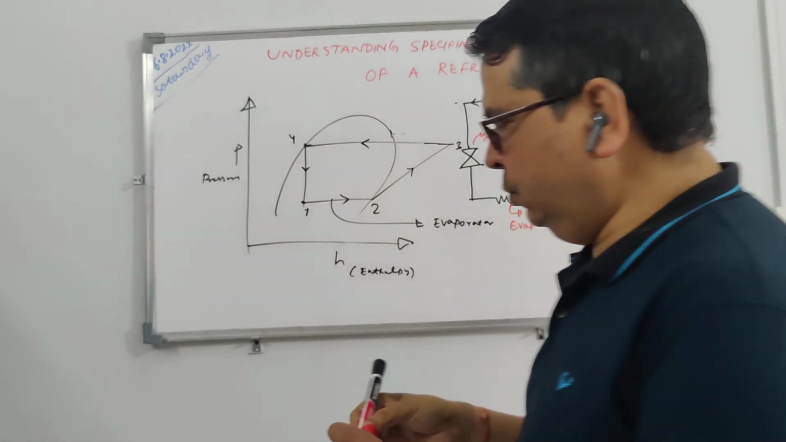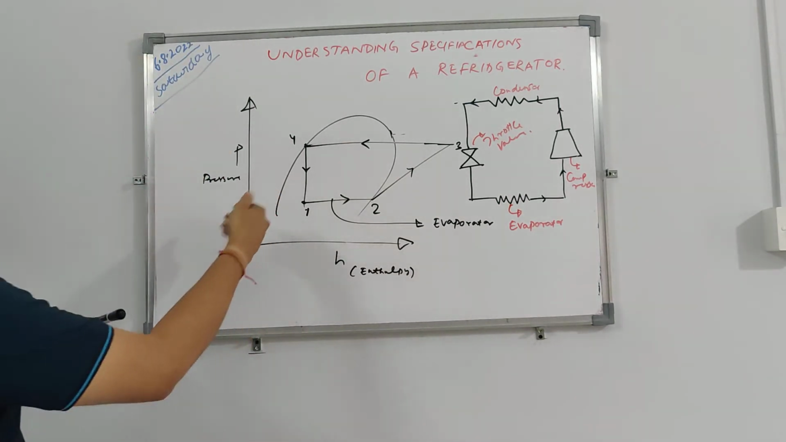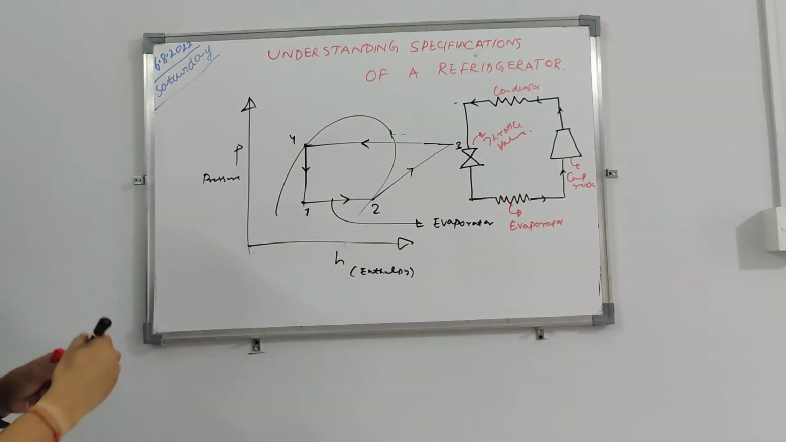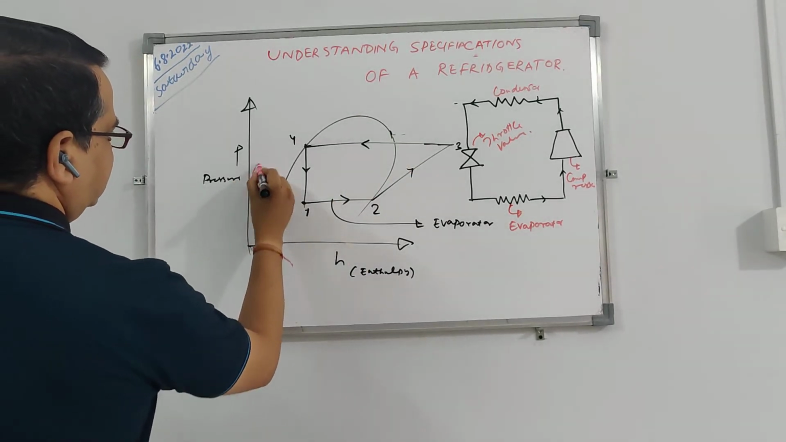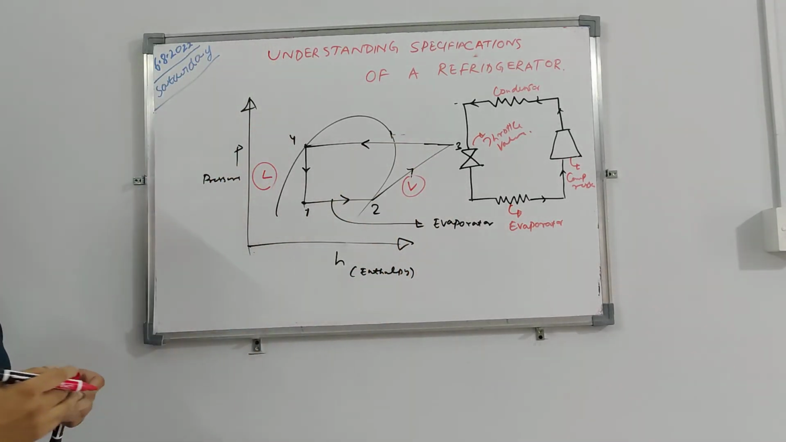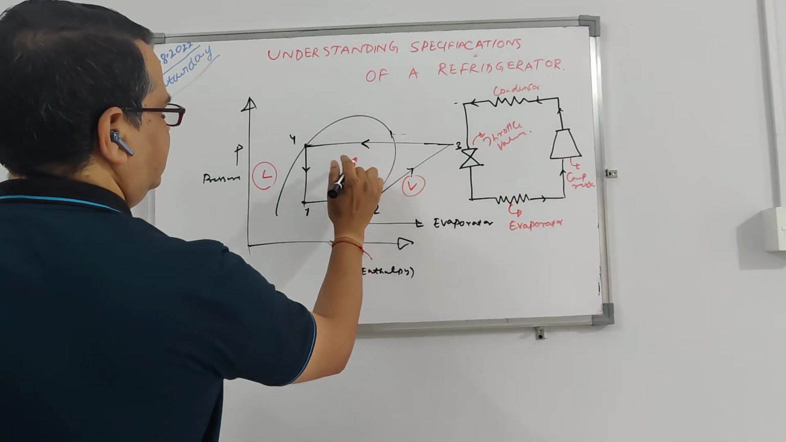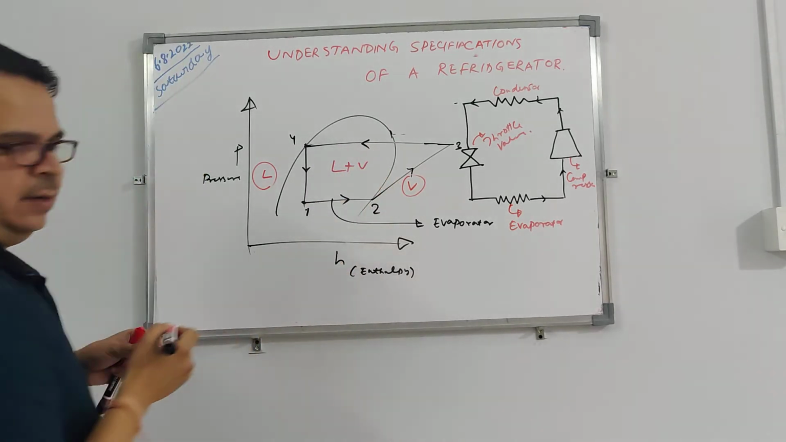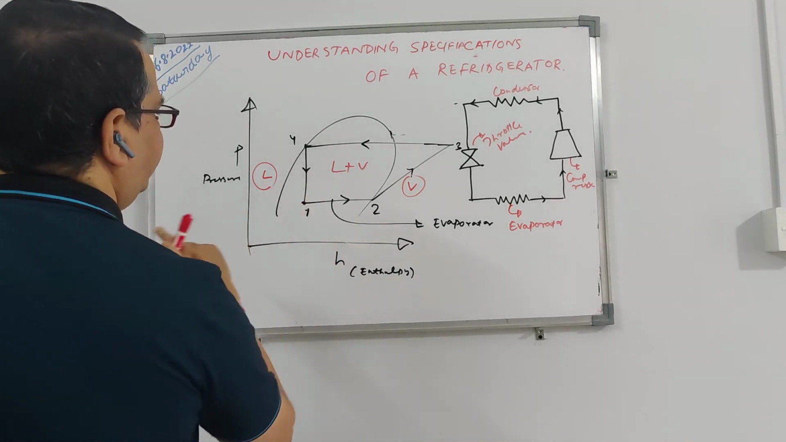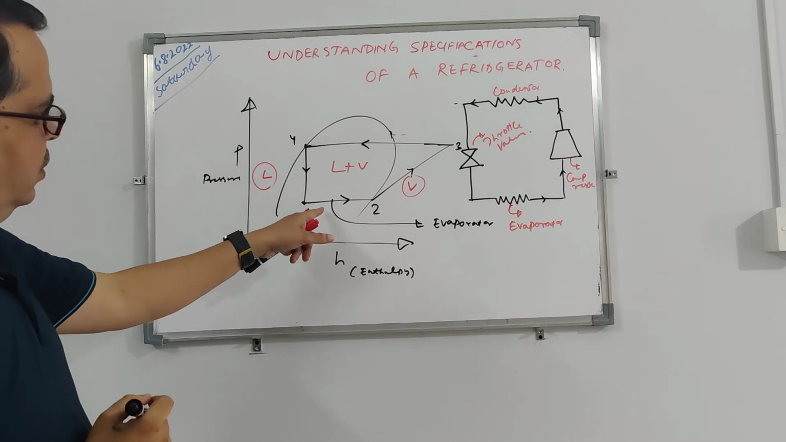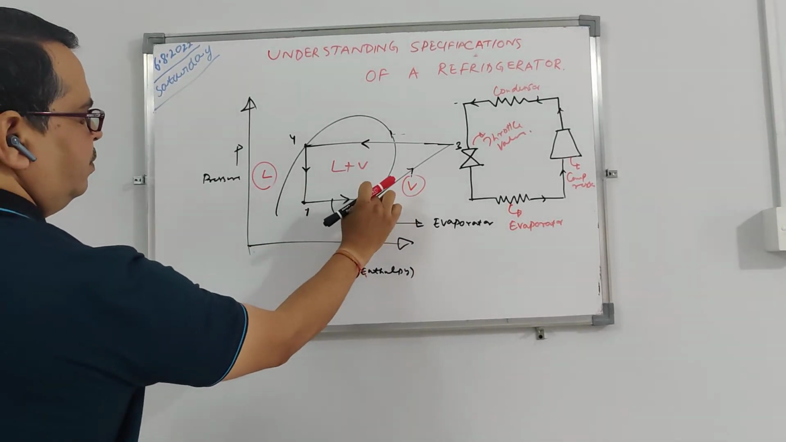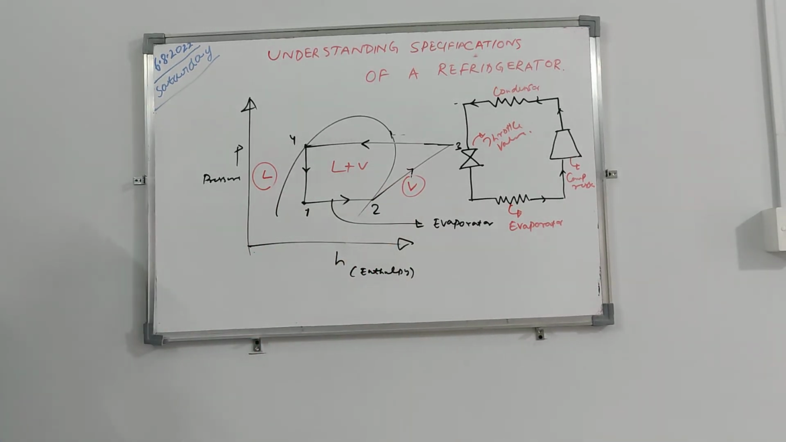On the left side of this pH diagram, of this line, you have liquid. On the right side of this separation line you have vapor, so in between you will have liquid plus vapor. What is happening between 1 to 2? This is already liquid plus vapor, and by absorbing heat it is getting converted into complete vapor.